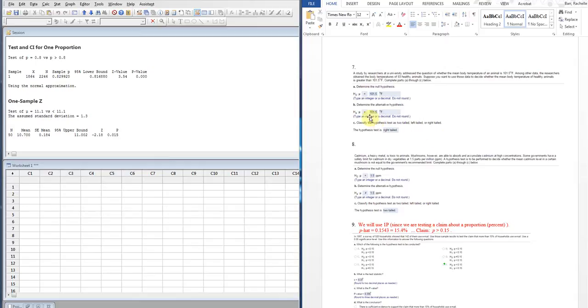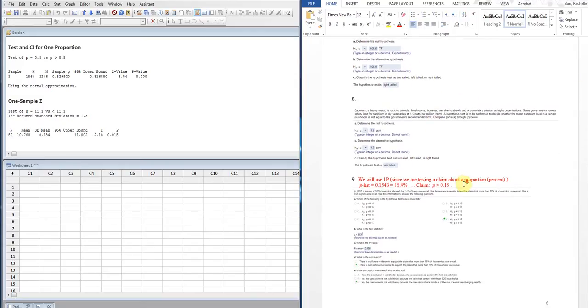And then when you look at this, you're like, oh, I'm shading to the right. I'm looking at things that are bigger than 101.5. I know this is to the right because I think about the number line. So if 101.5 was right here, I'm looking at things that are greater than it. That's to the right. So this is going to be a right-tailed test.